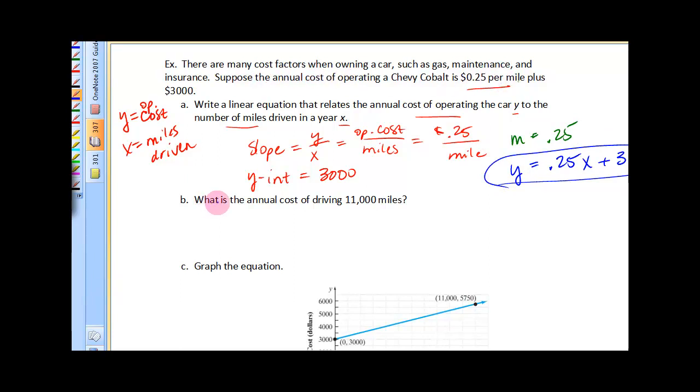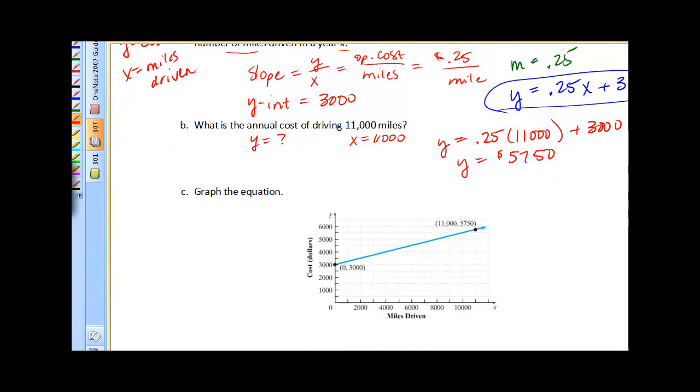Now the next question said, what is the annual cost if I drive 11,000 miles? Remember, x is the miles, so I'm looking for y. So I just substitute these values in up here, and I say y is equal to 0.25 times 11,000 plus 3,000. Plug it into your calculator. You'll find out that that is $5,750 to drive it 11,000 miles.